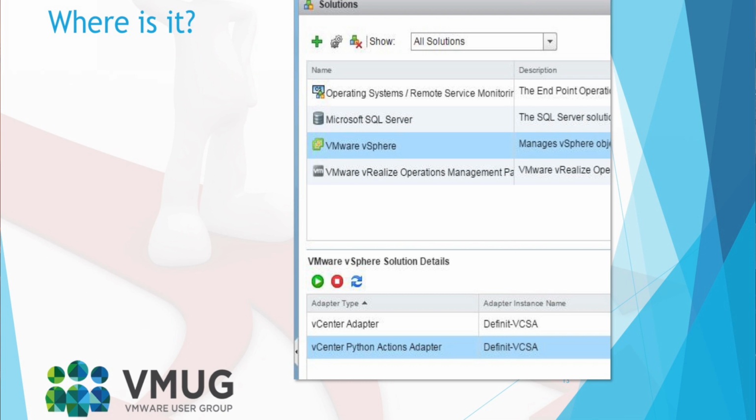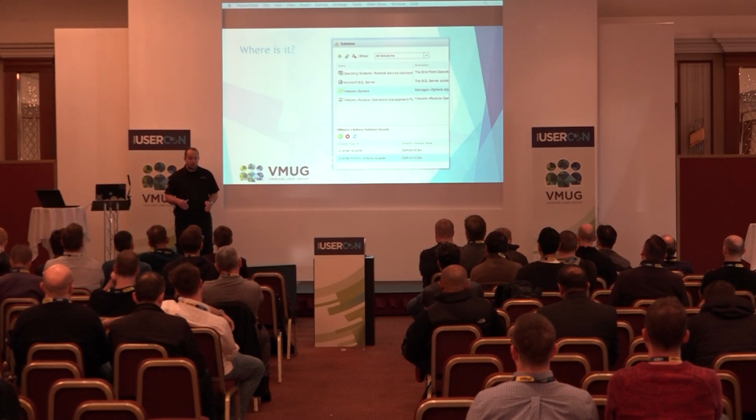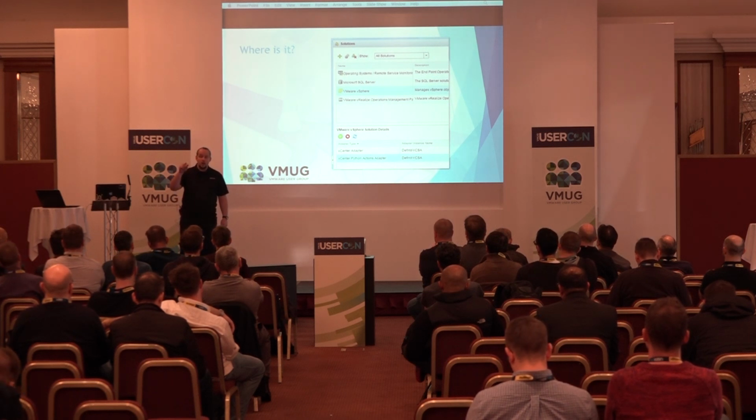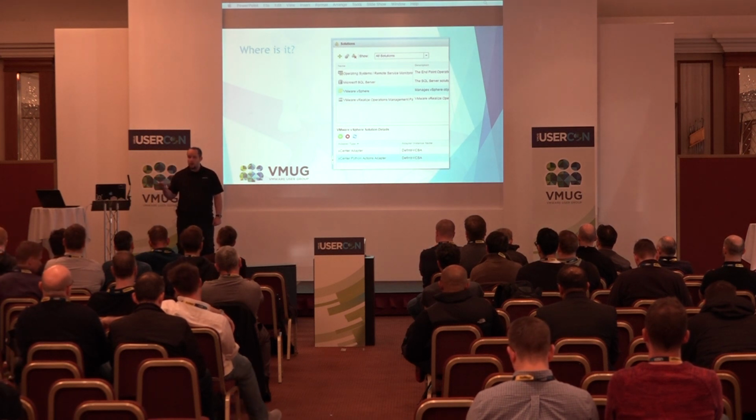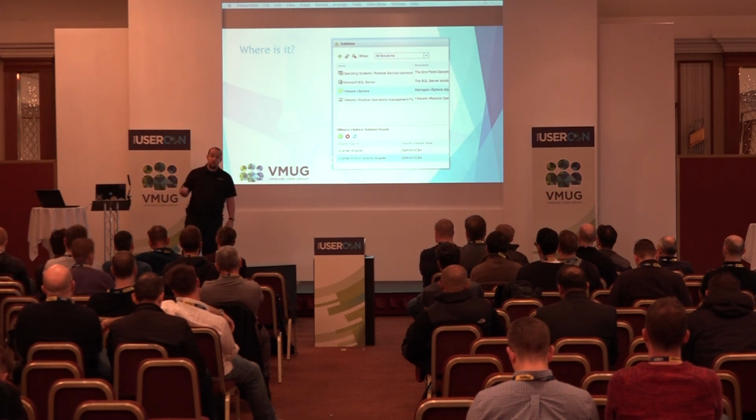With 6.3 and 6.4, that's been removed, and all you need to do is go into the vCenter adapter configuration, tick a box, and then you can either choose to use the same credentials as you're using, or you can give it a separate service account. I would lean towards the latter for security, but also auditing purposes.